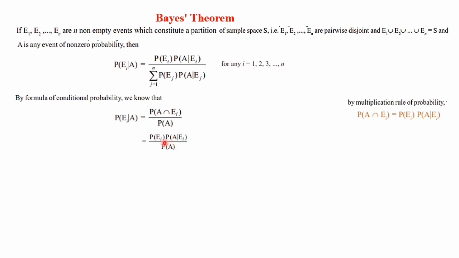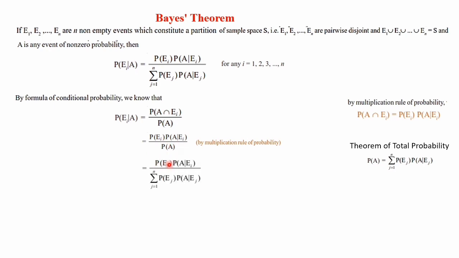And this P of A also we can change by using the total probability formula we have learned in the previous slide. So by using the theorem of total probability, P of A we can write as sigma j equal to 1 to n P of Ej into P of A given Ej. Just substitute by replacing P of A. In the numerator it is the same, P of Ei into P of A given Ei. In the denominator P of A will change by using the total probability formula, that is sigma j equal to 1 to n P of Ej into P of A given Ej. So this is the Bayes theorem formula.